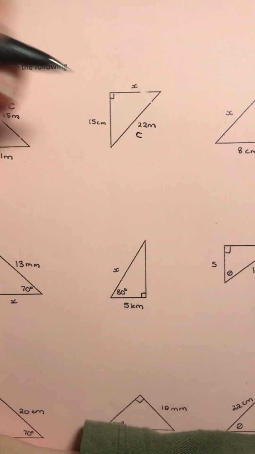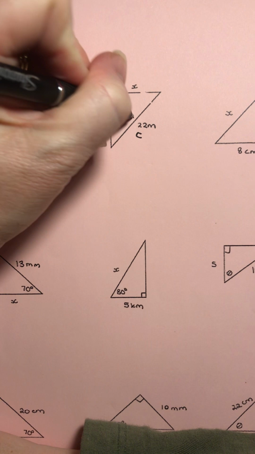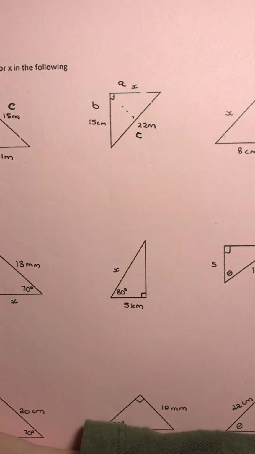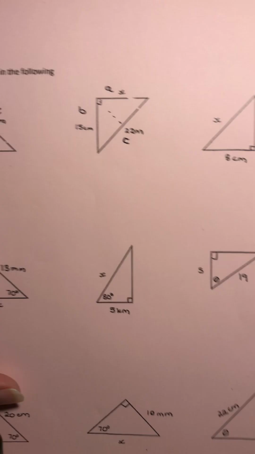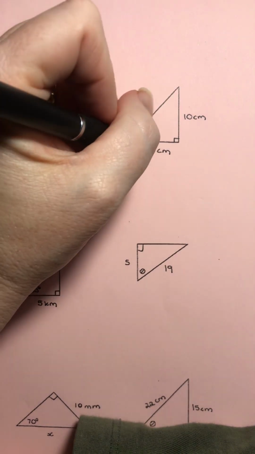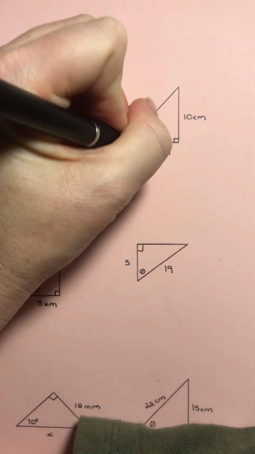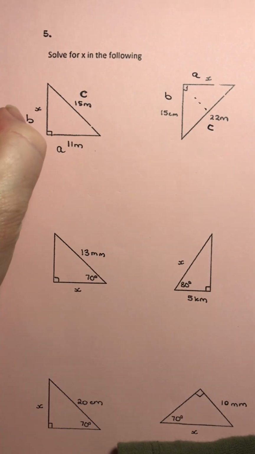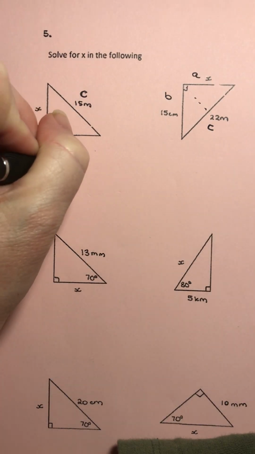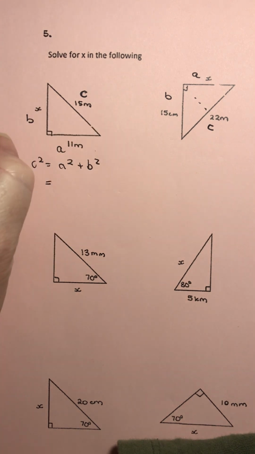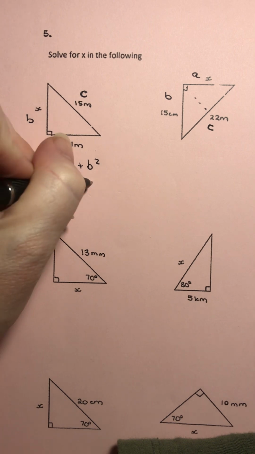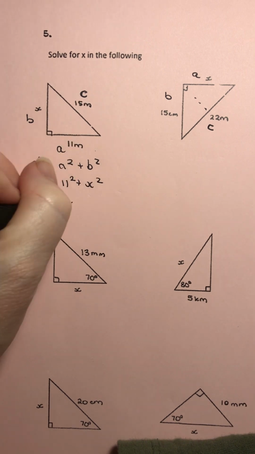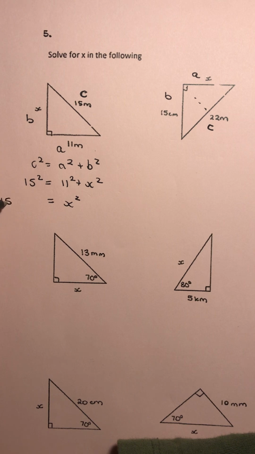Here I've got my C on the 22, because that's my hypotenuse there, and then my A and B can go on either of those. And then over here, I've got my C on the X, and then my A and B can go on either of those sides. Now I'm going to go back and write my formula. C squared equals A squared plus B squared. I've got 15 squared is equal to 11 squared plus X squared. Now to get the X squared on its own, I'm going to do 15 squared take away 11 squared.